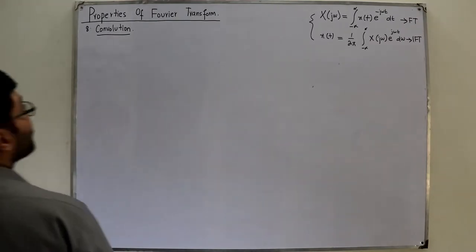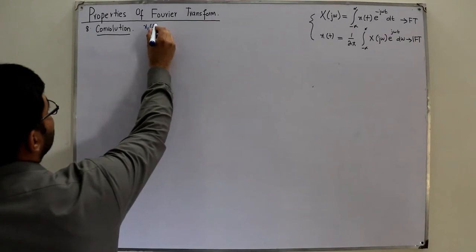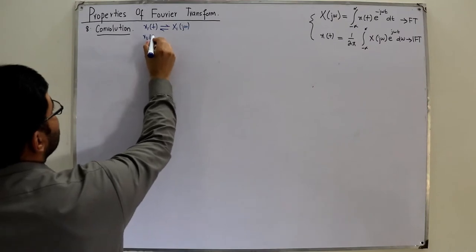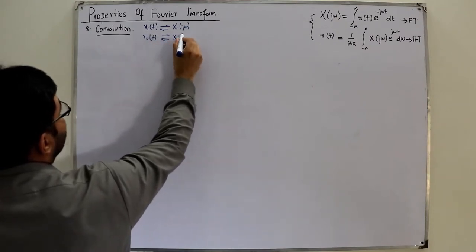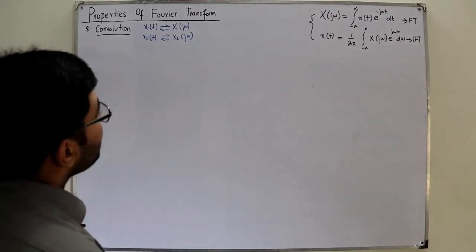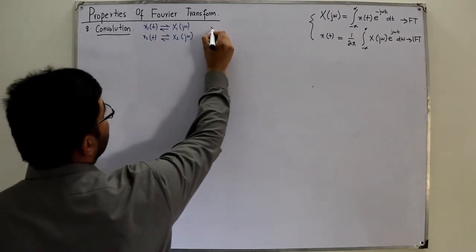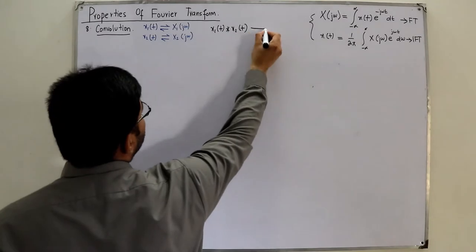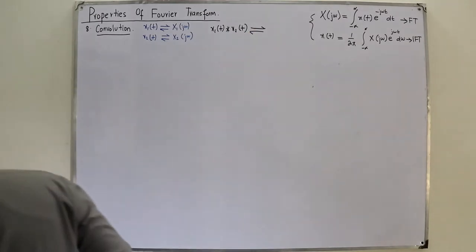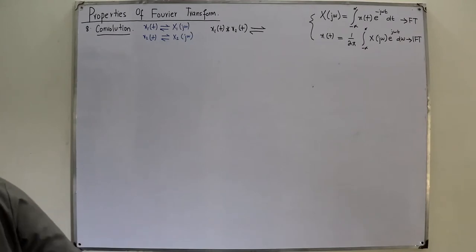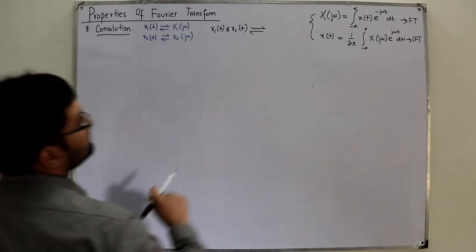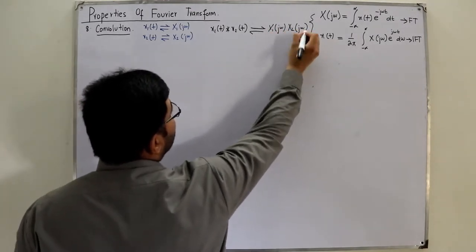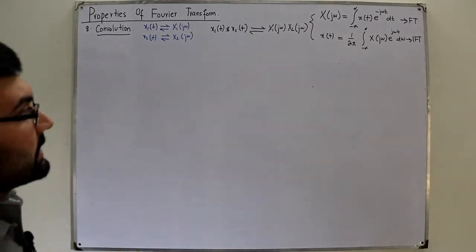If one signal, x1 of t, has Fourier transform X1 of j omega, and x2 is another signal having Fourier transform X2 of j omega, what if I convolve these two signals in the time domain? If x1 of t is convolved with x2 of t, what would be the resulting Fourier transform? The resulting Fourier transform would be the multiplication of the individual Fourier transforms. Yes, it would be X1 of j omega simply multiplied by X2 of j omega. This is what it is.